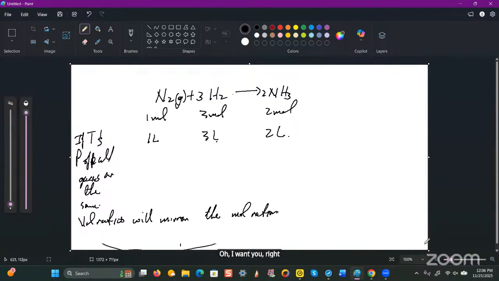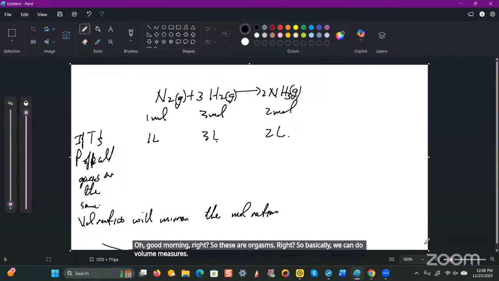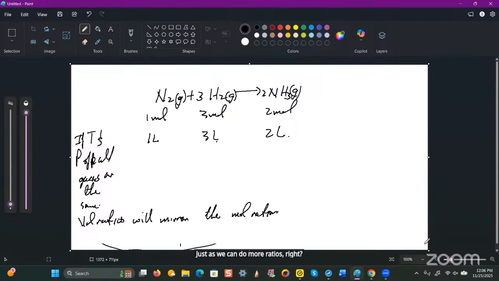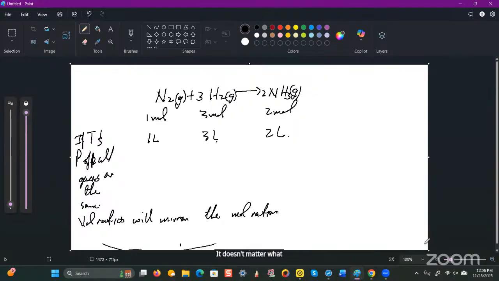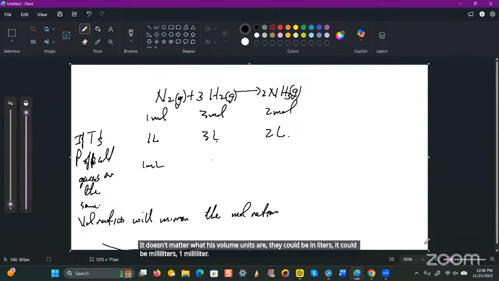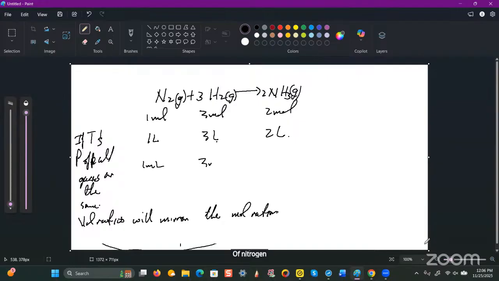So these are all gases, right? So basically, we can do volume ratios just as though we can do mole ratios, right? And again, it doesn't matter what the volume units are. It could be liters, it could be milliliters. 1 milliliter of nitrogen will react with 3 milliliters of hydrogen to give 2 milliliters of ammonia. And it doesn't matter what the volume unit, it could be even gallons, right? It could be any volume unit, all right?